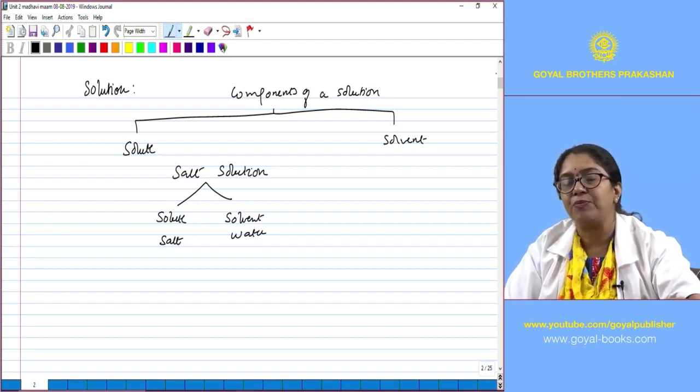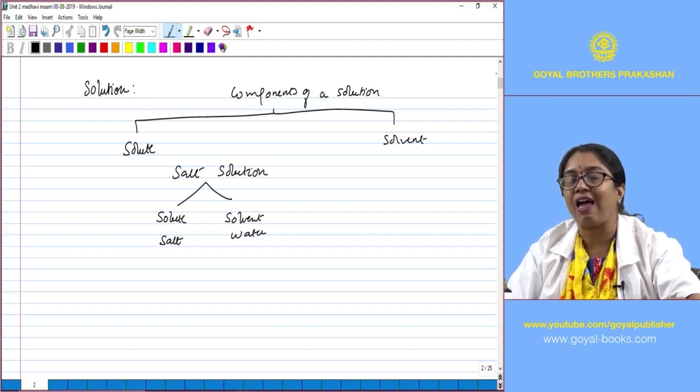See children, you must have observed this. If you add salt to water and stir it, the salt will go into solution. If you continuously add salt to this glass of water, without changing the amount of water, at a point the salt will not dissolve irrespective of how much stirring you have done. At this point, wherein the solvent cannot dissolve any more of the solute, it is said to be a saturated solution.